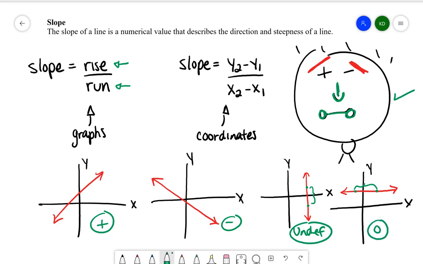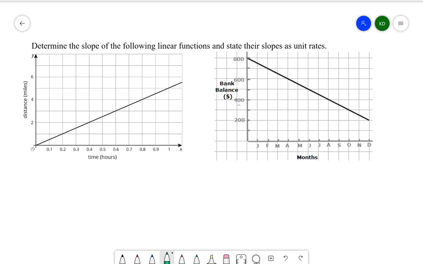Now that we've got this little bit of review of slope, let's use those ideas when we're looking at rates of change on a graph. Here I have two graphs. Determine the slope of the following linear functions and state their slopes as unit rates. Okay, so what we want to look at is what's going on in the x and y axis. On this first graph, what I have on the x-axis is time, and it's being measured in hours. And on the y-axis, I'm talking about distance, and it's being measured in miles.